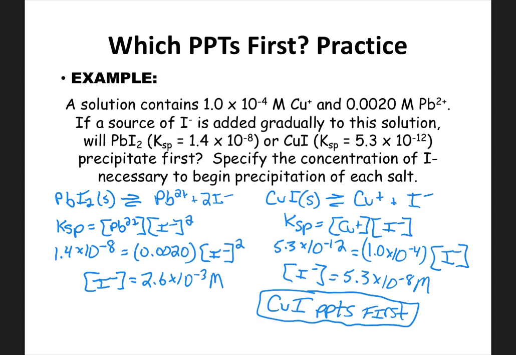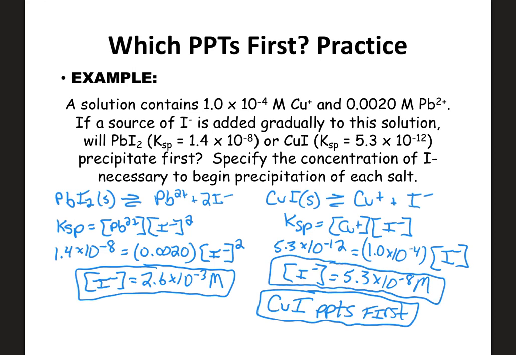But then the follow-up question here is that it wants us to specify the concentration of I minus necessary to begin the precipitation of each salt. Well, we already did that, okay? This is the concentration of I minus needed to precipitate out the PbI2, and this is the concentration of I minus needed to precipitate out the CuI. All right, so that's how you do a which-precipitates-first problem. Write the Ksp for each of your possible precipitates, plug in what you know, solve for the concentration of your unknown or the substance that's being added, and the lower value of your substance being added will be reached, and therefore precipitate out, first.